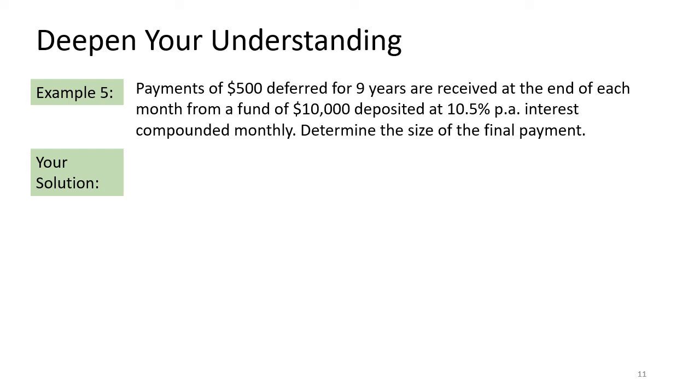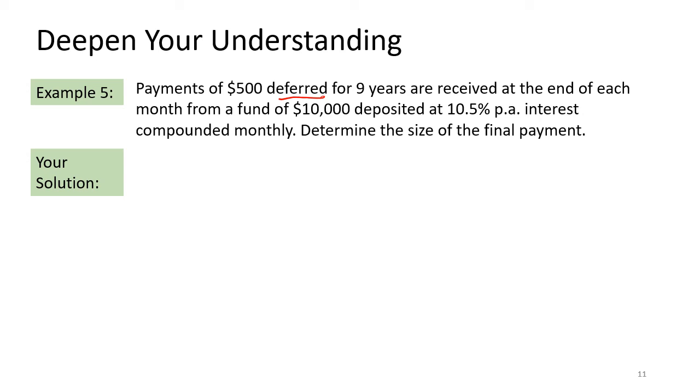Remember, we also talked about deferred annuities. Okay, so this question's got one more extra tweak at the start of the question that you'd have to keep in mind when looking at these. Payments of $500 deferred for 9 years are received at the end of each month from a fund of $10,000 deposited at 10.5% per annum interest compounded monthly. Determine the size of the final payment.